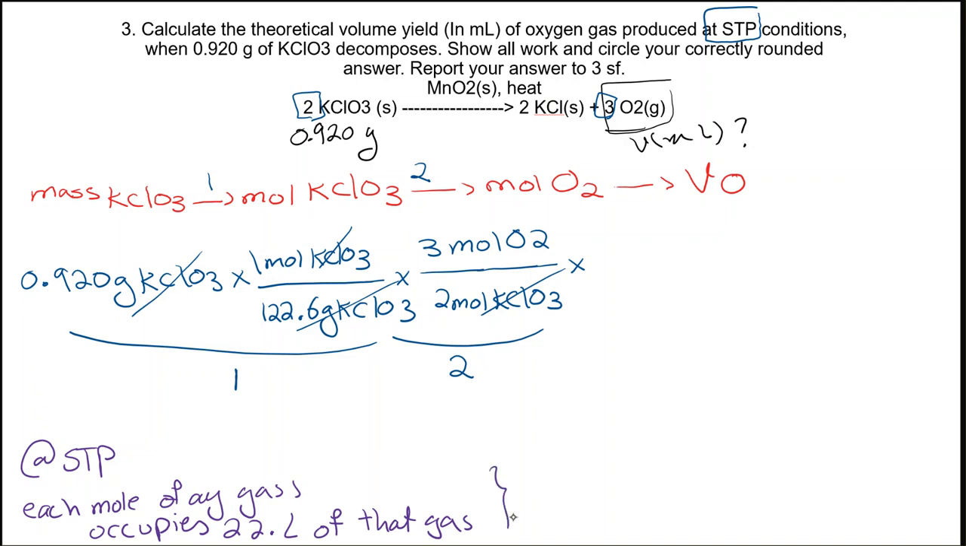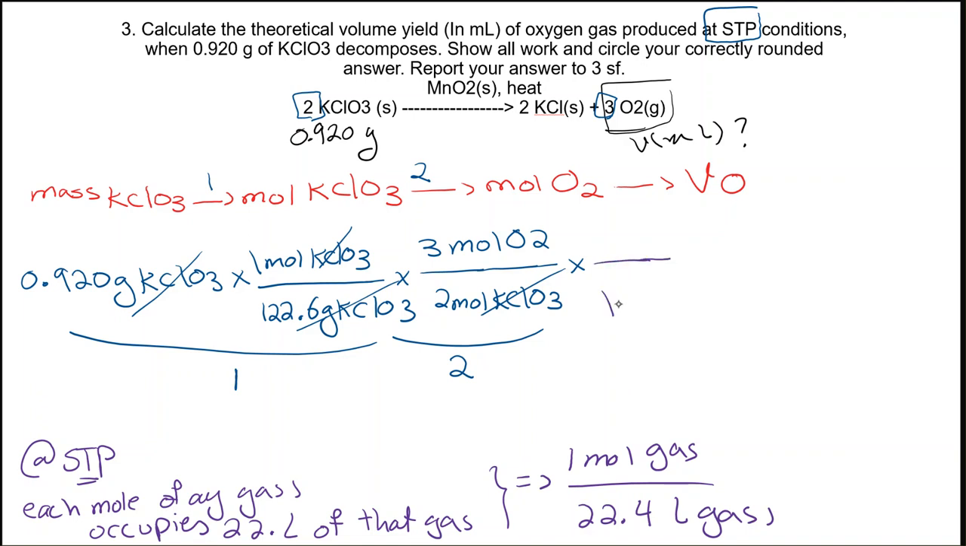So basically what it is saying is that only at STP, each mole of any gas has a volume of 22.4 liters of that gas. So I'm going to use this as my conversion factor to convert moles of oxygen into the volume of oxygen, and again, just because it is at STP. I know that at STP, each mole of any gas, here being oxygen, occupies 22.4 liters.